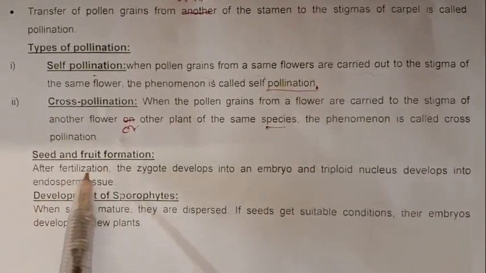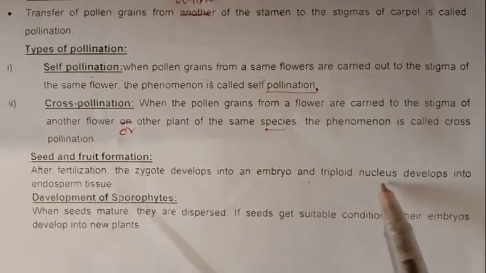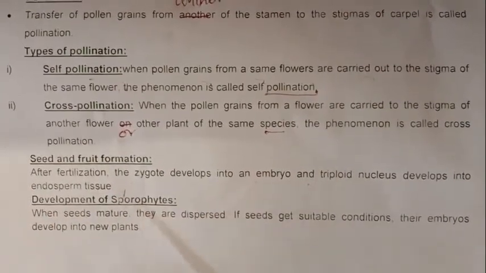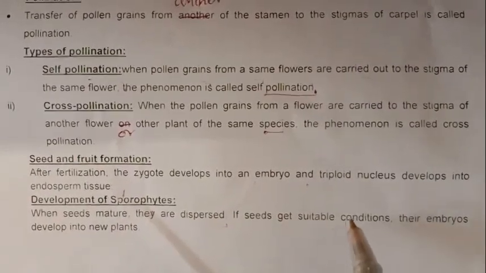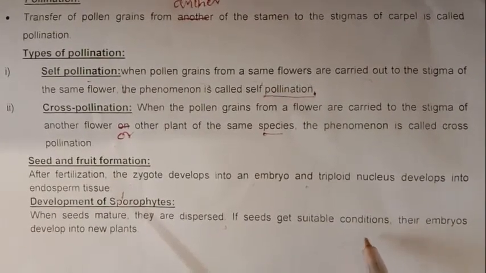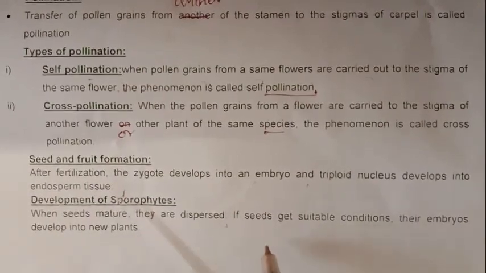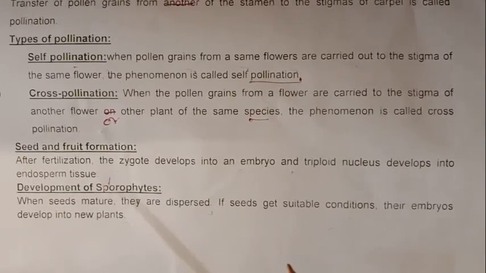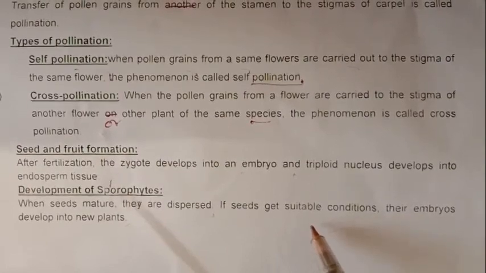Seed and fruit formation. After fertilization, the zygote develops into an embryo and the triploid nucleus develops into endosperm tissue. Development of sporophyte. When the seeds mature, they are dispersed, and if the seed gets suitable conditions, such as soil, moisture, temperature, nutrient content, etc., the embryo develops into a new plant. The process of development of a seed into a new plant is called seed germination.